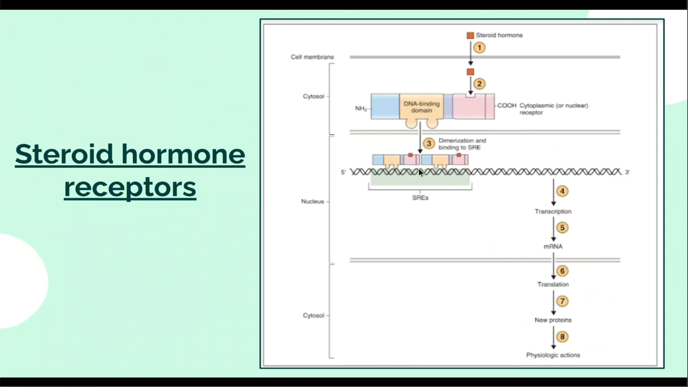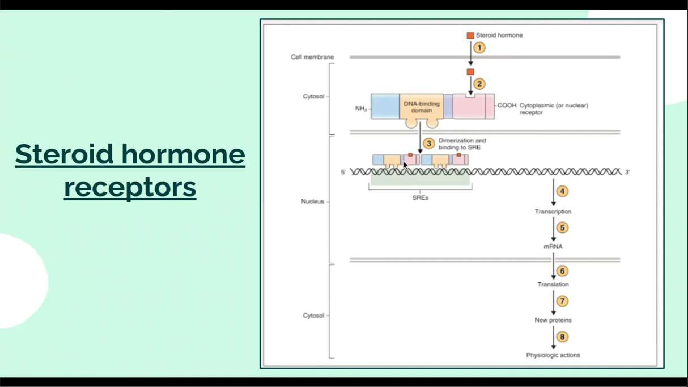Steroid hormone receptors are a bit different. As you can see over here, you have the receptor, and these have different domains, and the main ones that you need to know are the DNA binding domain, which has these zinc fingers, and the ligand binding domain. So the steroid hormone, which can easily cross the cell membrane because it's hydrophobic, goes and binds to this ligand binding domain, and this brings about dimerization.